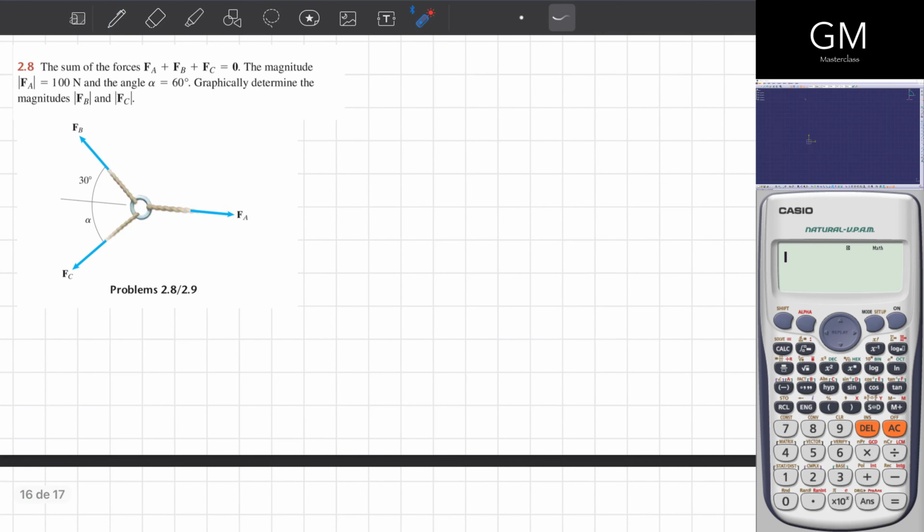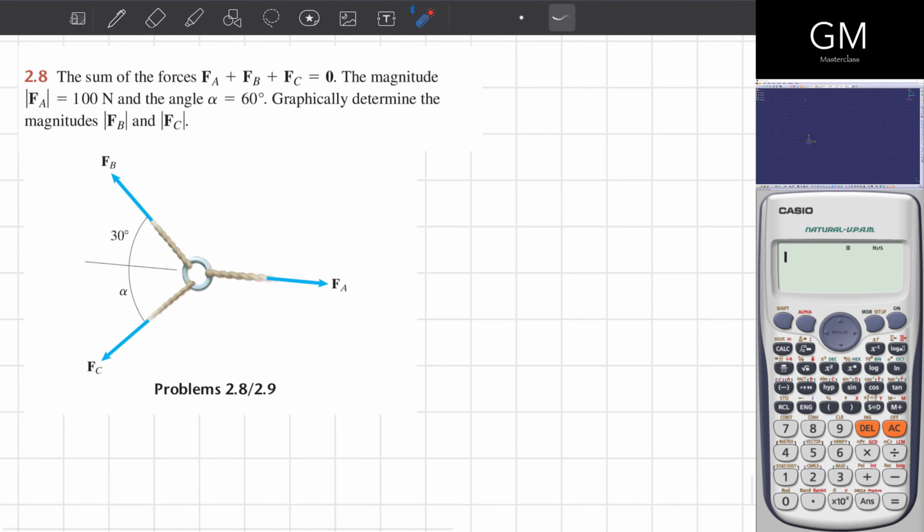Okay, we'll solve the following exercise. The exercise is number 2.8. The sum of the forces Fa plus Fb plus Fc equals 0. The magnitude Fa is equal to 100 newtons and the angle alpha is equal to 60 degrees. Graphically determine the magnitudes Fb and Fc.